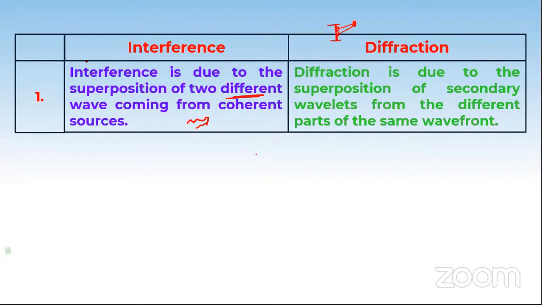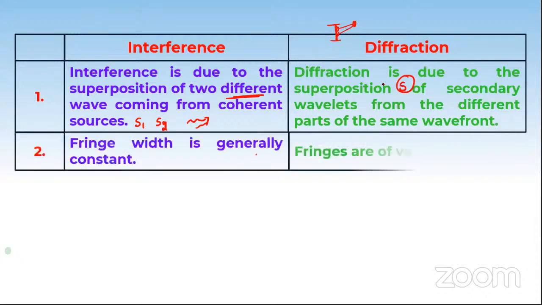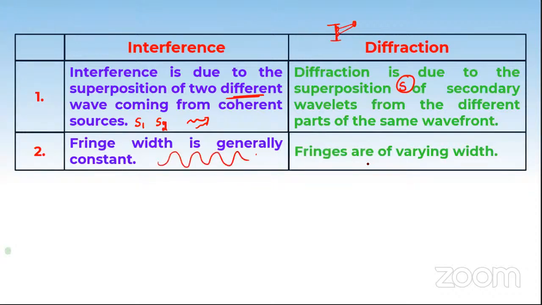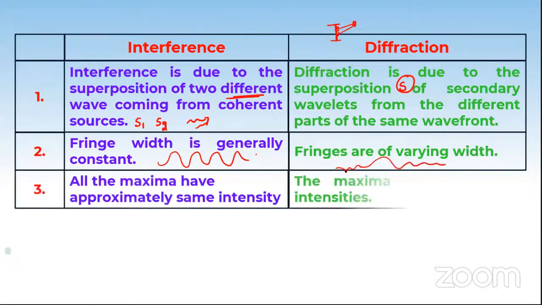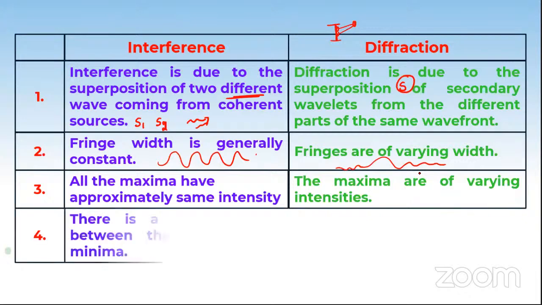Here, very simple. I have to use two slits or two sources, S1 and S2, right? Light from S1 will come, and another light from S2. They meet and give interference. But in diffraction, there is only a single slit, and different wavelets within the slit will meet and get diffracted. In interference, fringe width is constant. In diffraction, fringe widths are different, and the central fringe has the highest width of all the fringes. Here, all the maxima have the same intensity. In diffraction, maxima have different intensity. The central maxima will have the highest intensity, and other fringes will have different intensity.